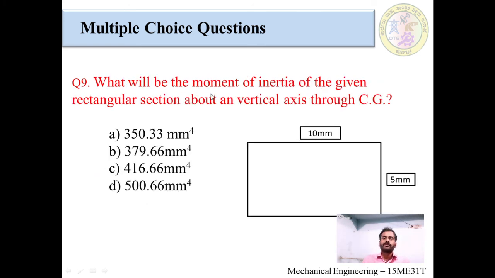The next question, what will be the moment of inertia of the given rectangular section about a vertical axis through center of gravity? So this is a rectangular section given width as 10 mm, that is B, and the height or the depth is 5 millimeter. You have to carefully note down, that is a vertical axis, that is y axis. So Iyy is equal to D into B cube. Here D is 5 and B is 10. So 5 into 10 cube divided by 12, you will get answer as 416.66 mm to the power 4.